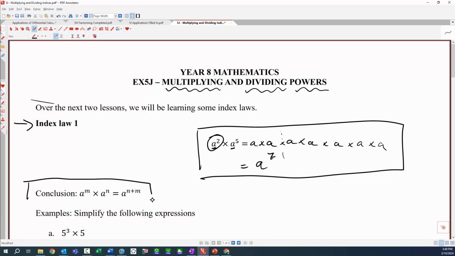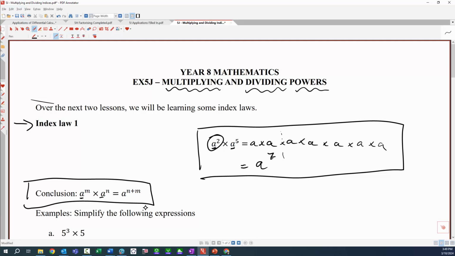Then can you please write down the conclusion that if we've got an index a to the m multiplied by an index a to the n, and these have common bases, then all you do is add the powers together. So I've got there n plus m or m plus n. It doesn't matter which way you do the addition because it has that property. Pause the video here to copy it down and then unpause it when you're ready.